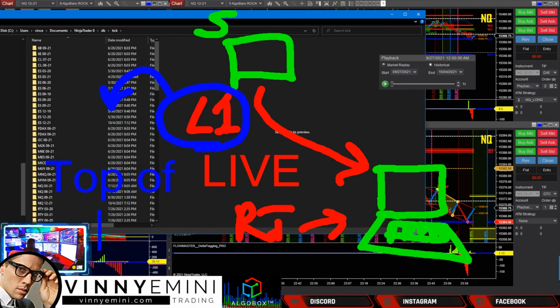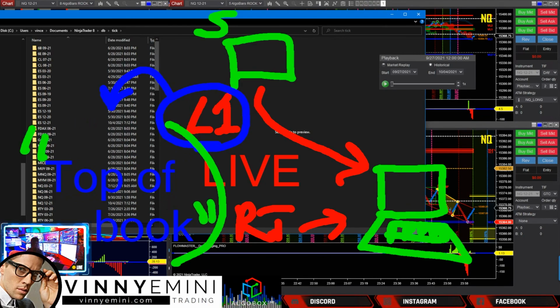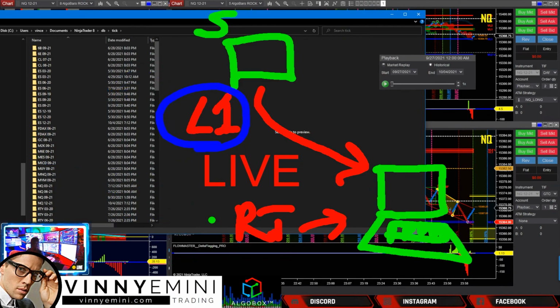Top of book. Okay? My drawing board is getting really messy now. I get it. Top of book. Same thing as level 1. You only need level 1. Esto es lo mismo que level 1. Solamente necesitas level 1. Acordate de esto.